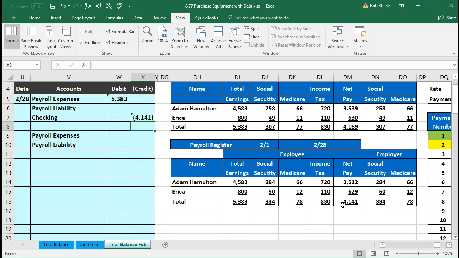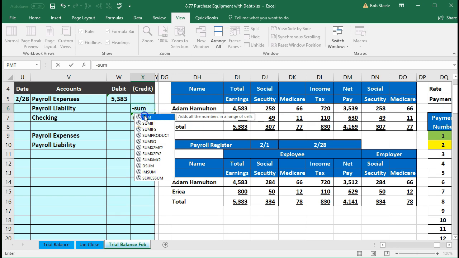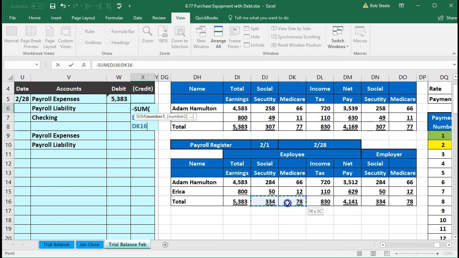And then, of course, the difference between those two is going to be these. It's going to be the Social Security, Medicare, and net pay. So I'm going to pick up the sum of those, but I need it to be a negative. So instead of equals, I'm going to say negative SUM, double click the sum function, and we want to pick up the Social Security, the 334, the Medicare, the 78, and the income tax of the 830, and enter.